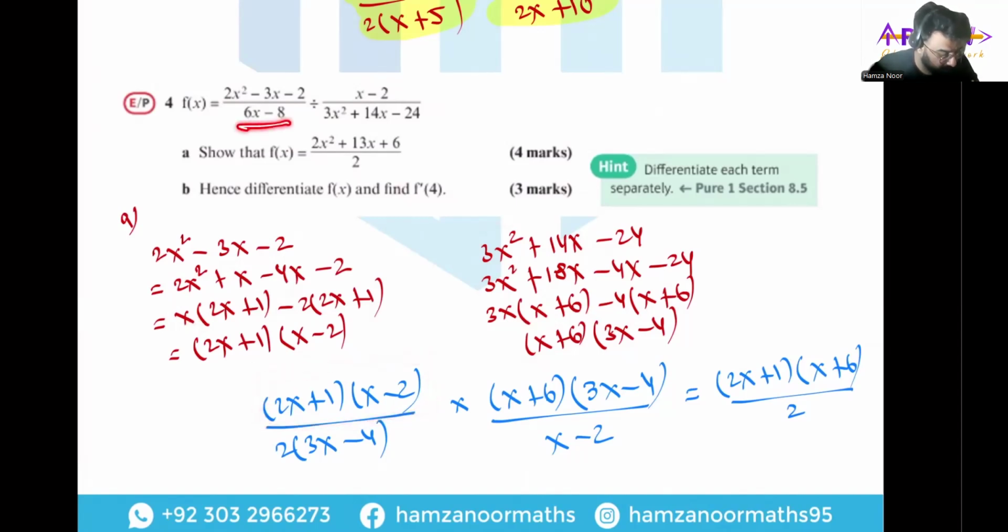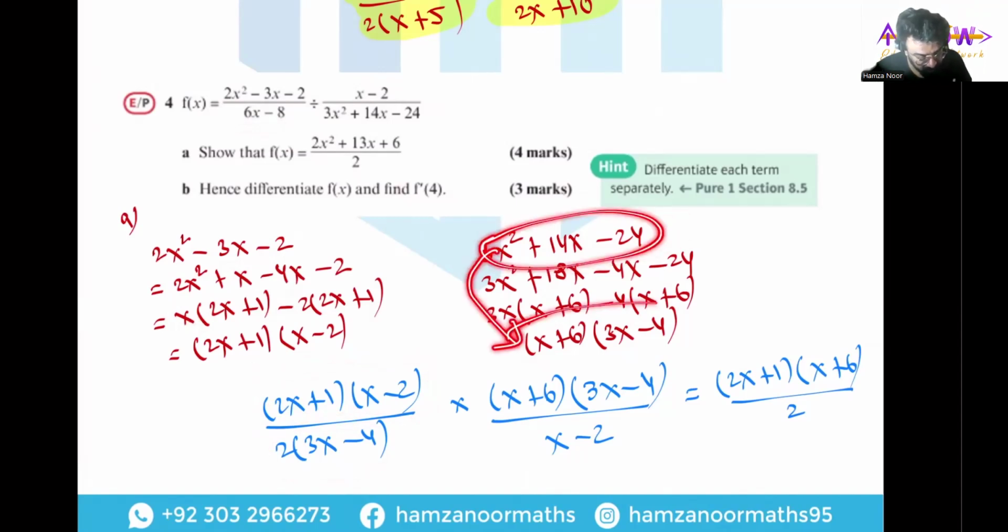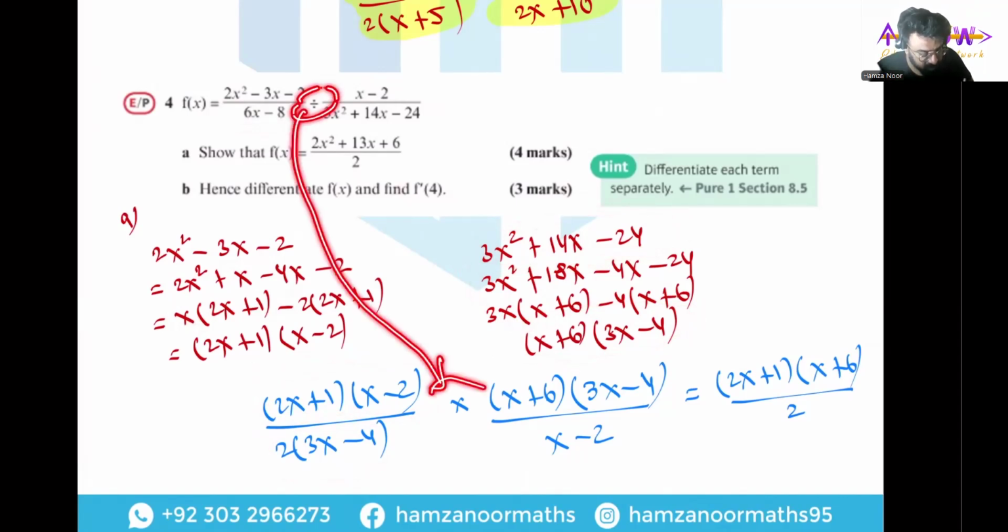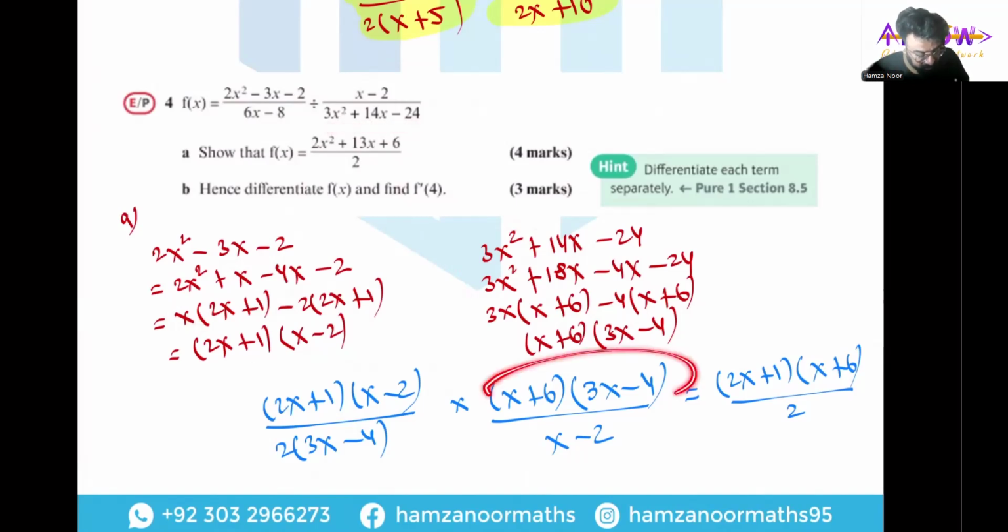Okay, in place of 6x minus 8, I'm going to write 2 multiplied by 3x minus 4. All right, taking 2 as common multiplied by 3x minus 4. And here we have the factorized form of 3x squared plus 14x minus 24. And here we have x minus 2 as it is. And this sign is converted into a multiplication sign. And this fraction is basically reversed. Okay, this fraction is basically reciprocated. So in place of 3x squared plus 14x minus 24, we have the factorized form.